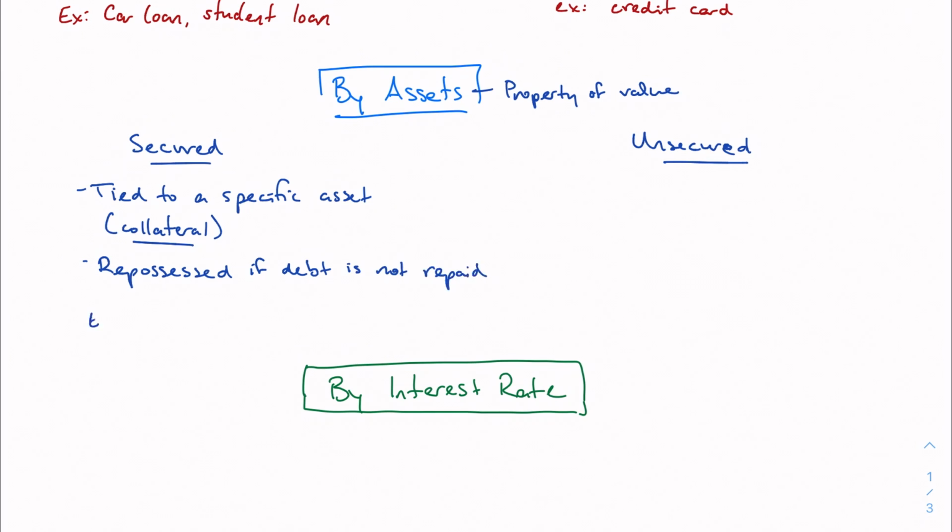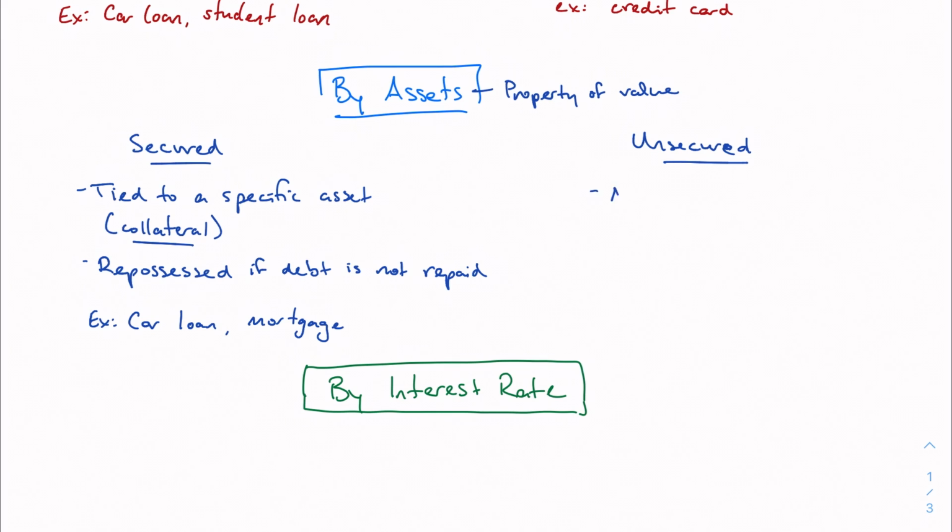So again, a car loan would be an example of a secured loan. Your mortgage, which is a home loan, would also be a secured debt, right? If I don't pay off my car, the bank comes and they take my car away. If I don't pay my house, I lose my house. So it's a secured debt.